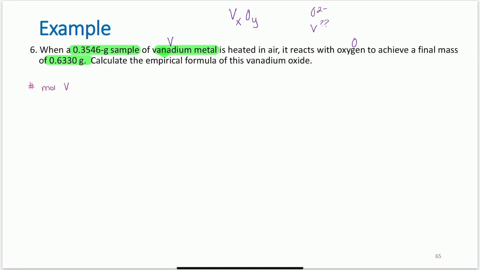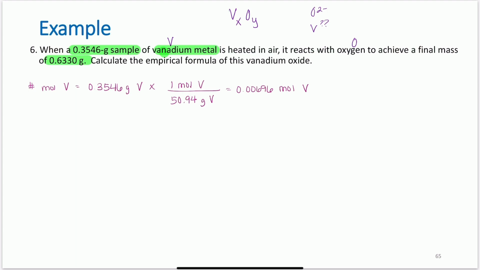Number of moles of vanadium, 0.3546. I keep saying this backwards, I apologize. 0.3546 gram of vanadium. Convert that to moles of vanadium. Vanadium has an atomic mass of 50.94 grams. This gives me 0.00696 moles of vanadium. Now, how do I know how much oxygen I have?